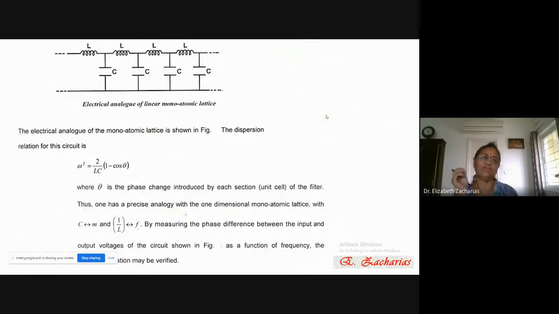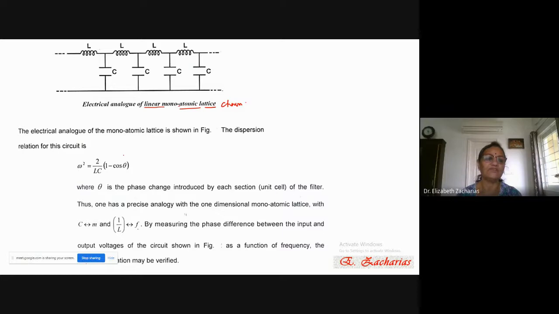And some time back, I used the word filter. I said a monoatomic lattice, a linear chain of monoatomic atoms, can be treated as a low pass filter. So what is the equivalent circuit for this? One can actually do this in a lab and see. If you have a lot of inductors and capacitors connected like this, each identical, all the L's equal, similarly all the C's equal, then a circuit like this will be the electrical equivalent of a linear monatomic lattice chain.